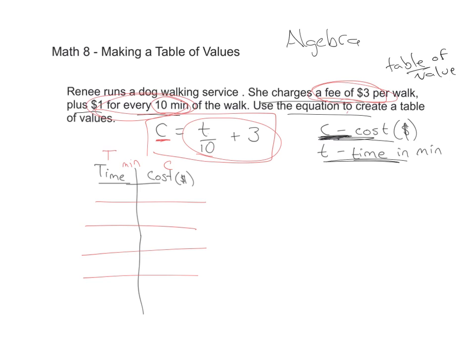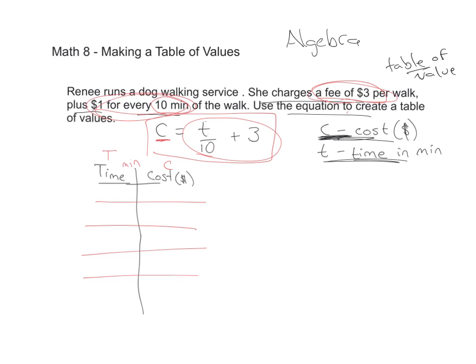So when time is a certain amount, how much will the cost be? So that's what a table of values is. Now, in some situations, you get to pick what your times are. In some situations, they'll actually give it to you. So in this case, I didn't give you any specifics about what times I want to use. So let's just pick nice numbers to work with. That would be really nice to use.